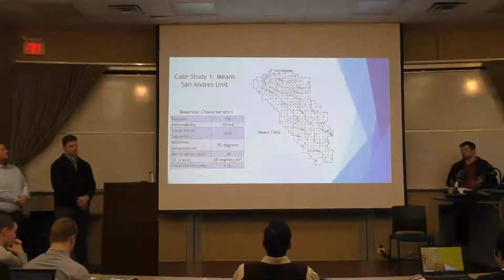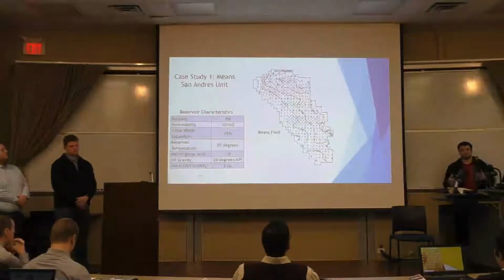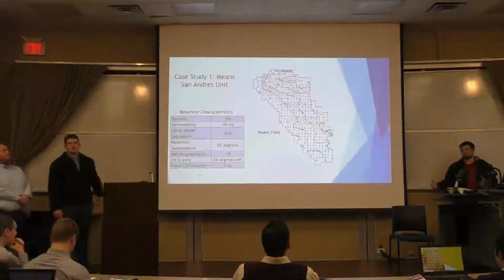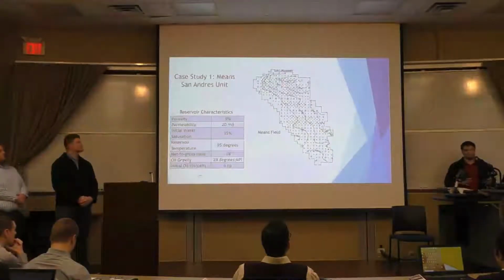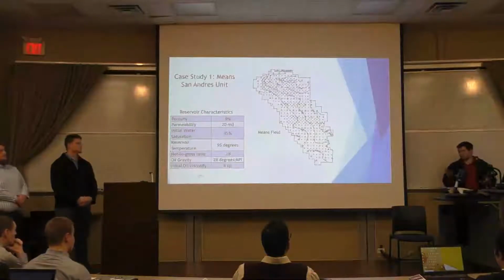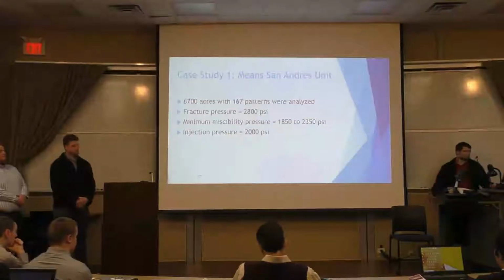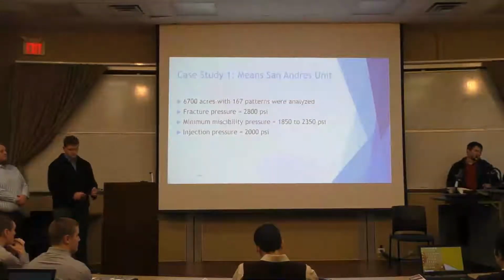Remember, this is a light oil. It's important that we have a lighter oil when we're looking at miscible CO2 flooding, because we're not going to be able to make that CO2 miscible with heavier oils. And that's going to play into the pressures, which we're going to talk about. So this field is 6,700 acres, 167 patterns.